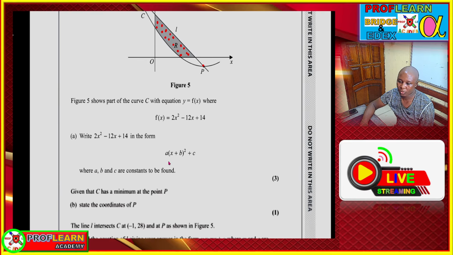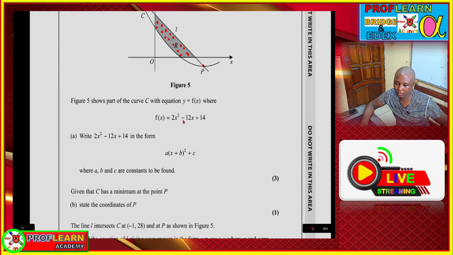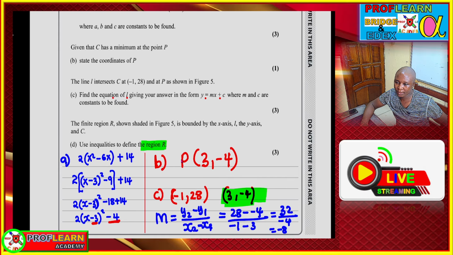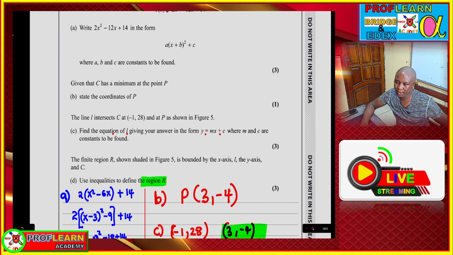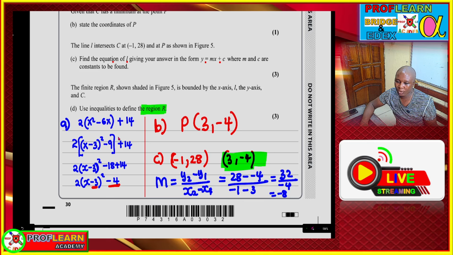You need also to know how to complete the square. That is the first question that we asked here: express this in this format. To complete the square, what you need to understand is that we are going to take that expression and factor out 2 from the first two terms. That is exactly what I did here. Once you have factored it out, you are going to remain with this expression, isn't it?